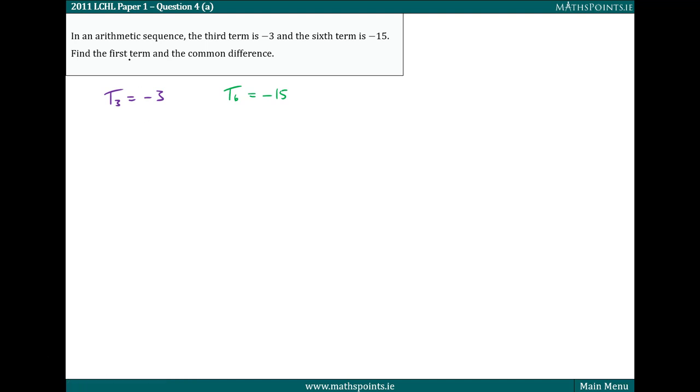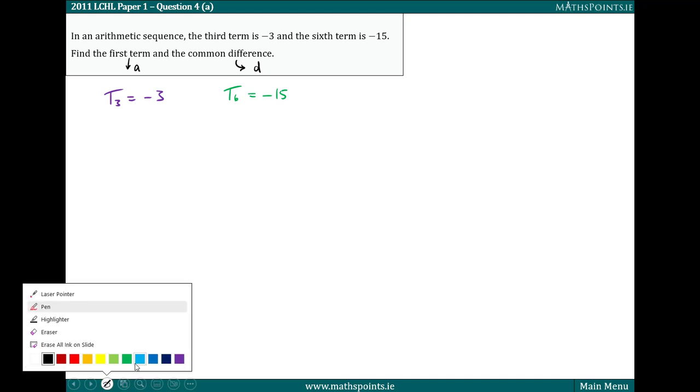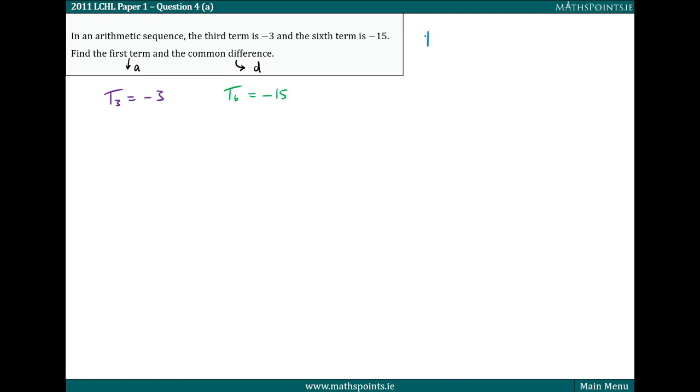So the first term in an arithmetic sequence we call a, and the common difference we call d. So we're trying to find a and d. We're going to start off by writing the formula for the general term of an arithmetic sequence. So that's a plus (n minus 1)d.